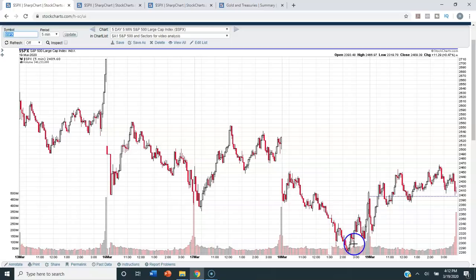However, 2 days in a row now, we've challenged this 2350 level. And we'll look at it again on another chart here in just a second. But for a couple of days, this 2350 level has held. So that is good news.